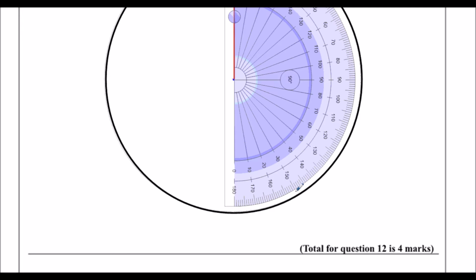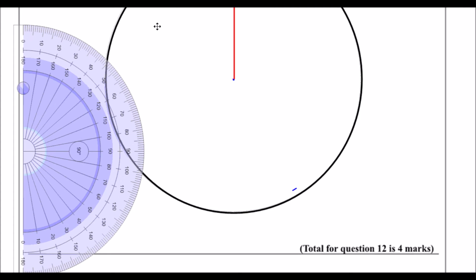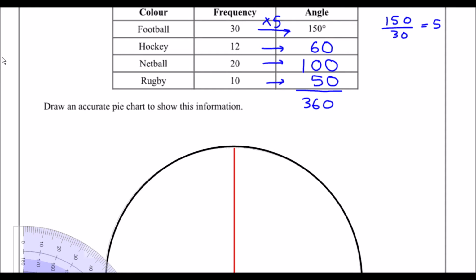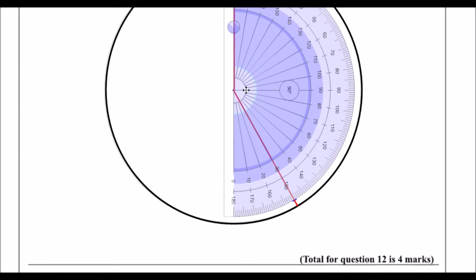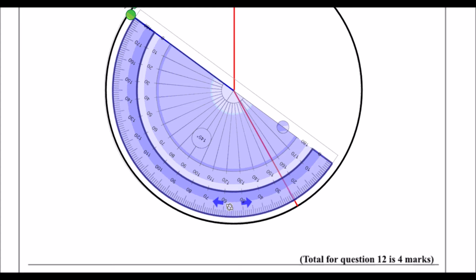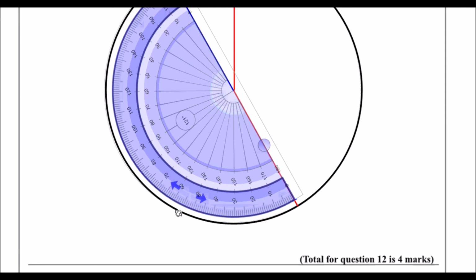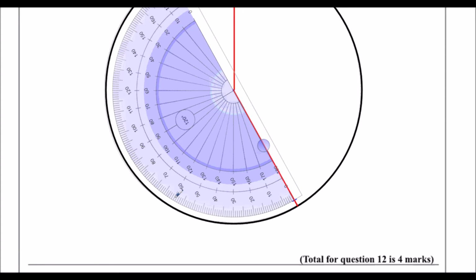And we'll make a mark on 150 degrees. Then get the ruler and connect the center of the circle with our mark. The next one is 60 degrees. So we're going to get the protractor again in the center of the circle and spin it around to line up 0 with the new line, from 0 to 60.